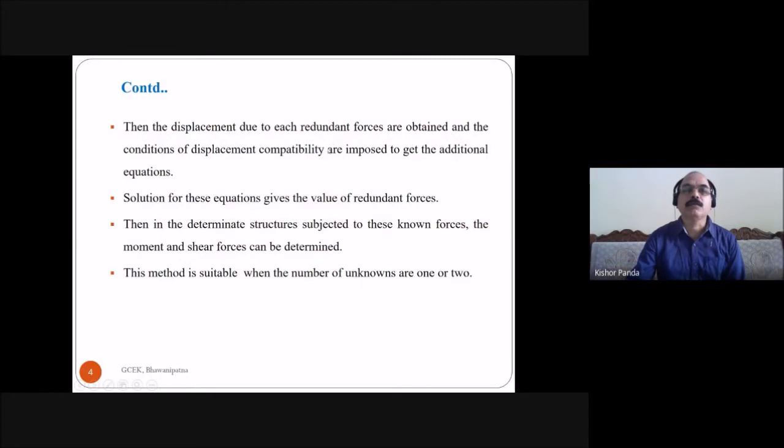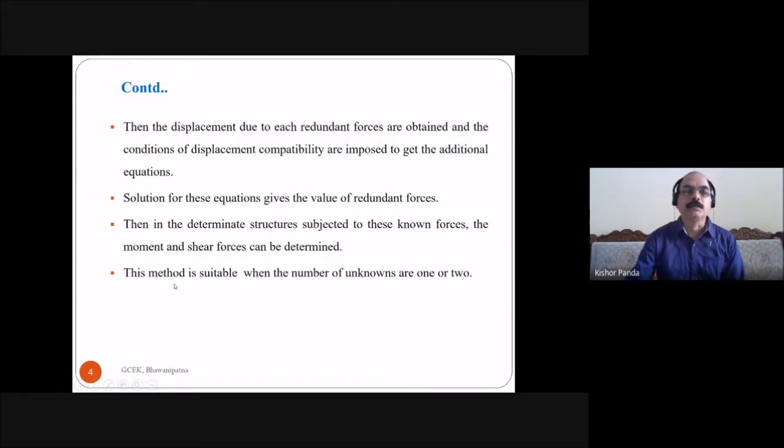Then using this equation, you will find the reaction at the prop end, that is the redundant force. The solution of this equation will give the value of the redundant force. Then in the determinate structure subjected to these known forces, the moment and shear force can be determined. After getting the value of the redundant force, you can find the moment and shear force in the beam, in the structure.